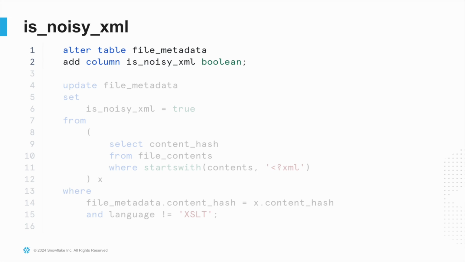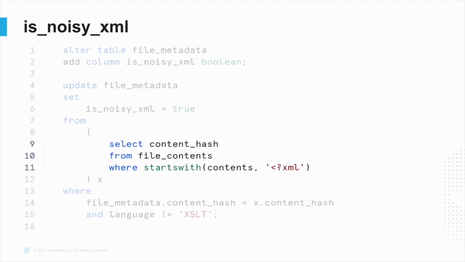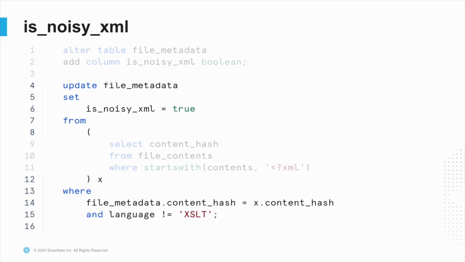Here we create a simple new column on our file metadata table called isNoisyXML. Let's read the query that populates it from the inside out. First, we process the file contents table to find all code that appears to be XML files. These are files that begin with a special marker, which is <?xml. We could be more defensive about whitespace or capitalization, but for this example, we'll just use the starts-with function. This now returns a list of all content hashes of files that we believe are XML files. We update our file metadata table's new isNoisyXML column when the content hash matches one in our set, but where the file does not have an XSLT file extension.